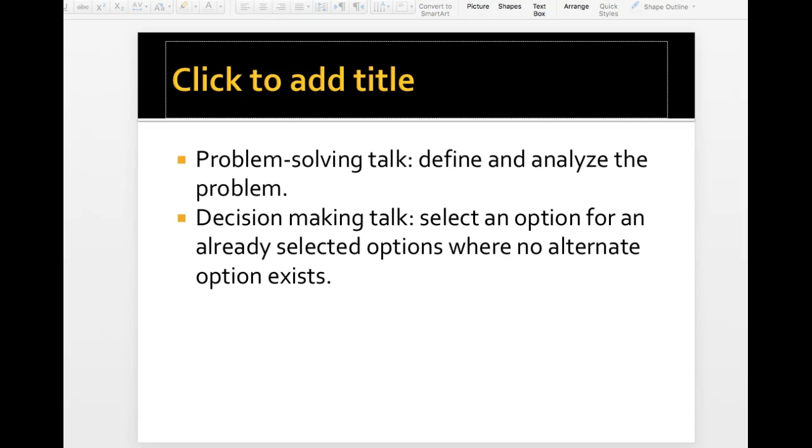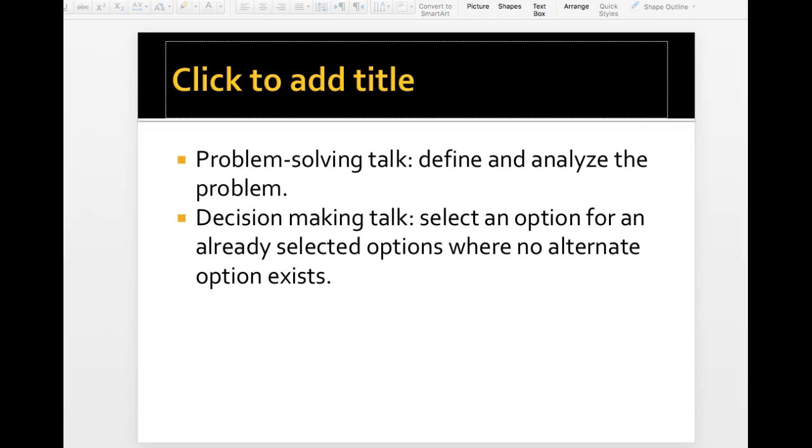Problem-solving talk is where you are looking at a specific problem. Okay, we've decided to do this service project, but we have a time conflict, and you're working through that problem. So good, effective groups will use both problem-solving talk and decision-making talk as they work, and the better they are at that, the stronger the group.